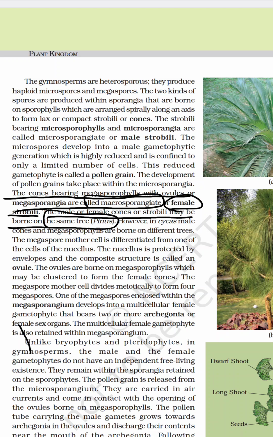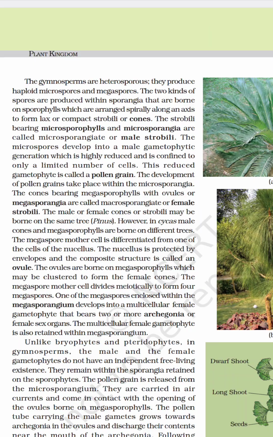The megaspore is differentiated from one of the cells of the nucellus. The nucellus is protected by envelopes, and the composite structure is known as the ovule. The ovule gives protection and nutrients to the cells. The ovules are borne on the megasporophylls, which may be clustered to form the female cones.